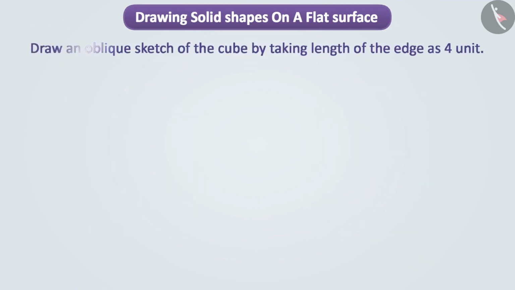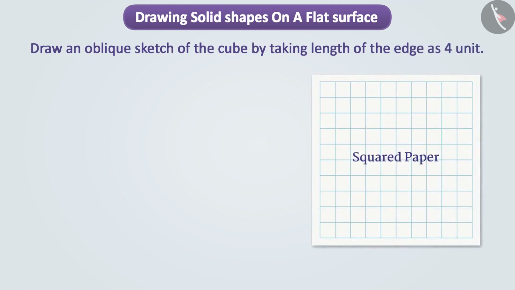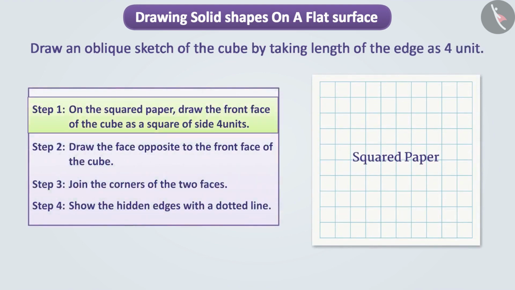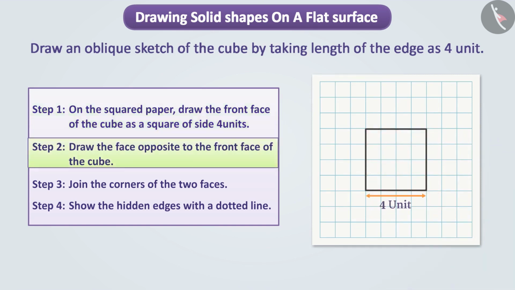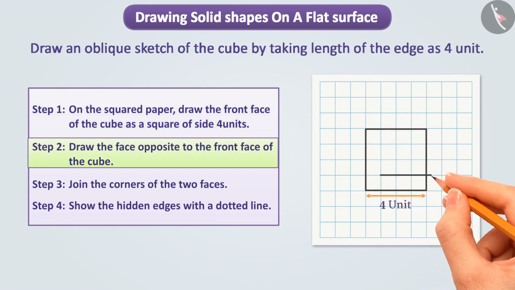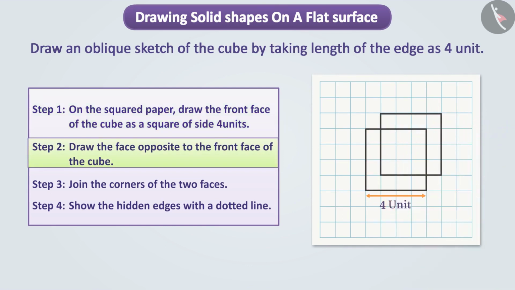Suppose we have to draw an oblique sketch of the cube by taking the length of the edge as 4 units. For this, we will use a square paper. Step 1. First of all, we will draw the front face of the cube as a square of side 4 units on the squared paper. Step 2. Now we will draw the face opposite to the front face of the cube. We will draw this face in such a way that its measurement is equal to the front square face, but it is slightly slipped compared to the front square face.